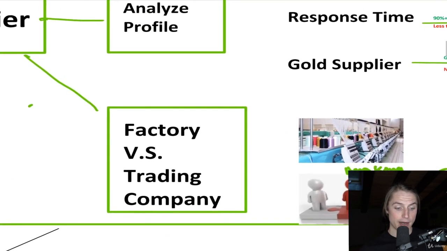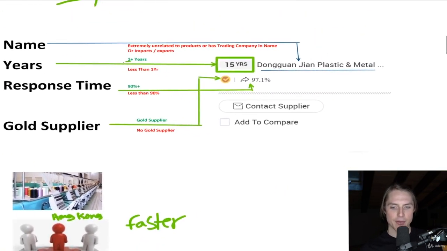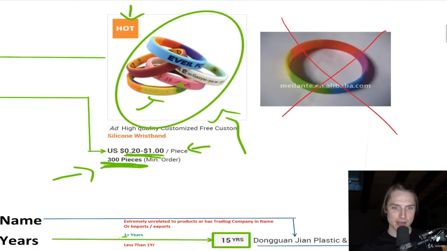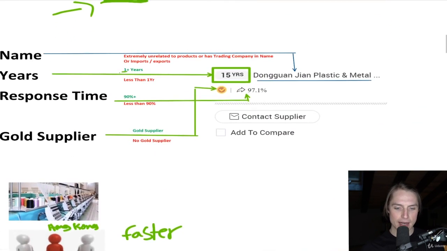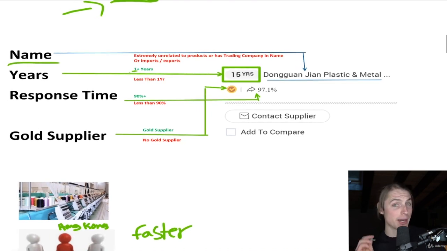We're going to analyze their profile, and we want to see if they're a factory versus a trading company, which we'll explain in another video more in depth. Basically, we're going to look at their name. This is on the product listing up above, just right below it. We look at their name right there and see, does it say trading or factory in the name? Does the name seem fishy, like a trading company, or something really weird that doesn't match the products they sell? Then we look at how long they've been on the platform.